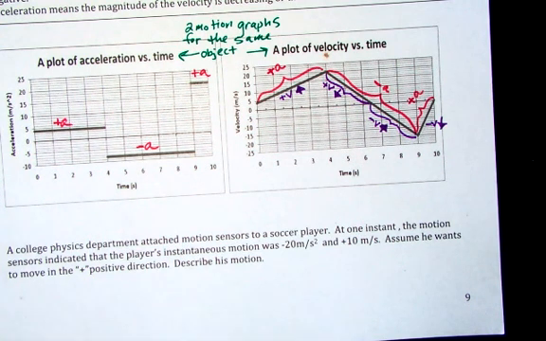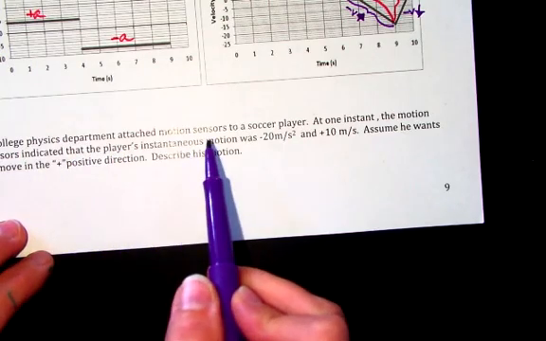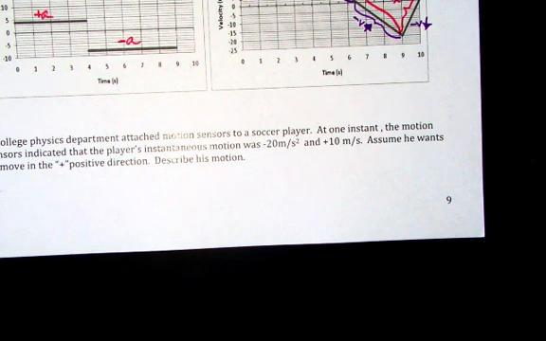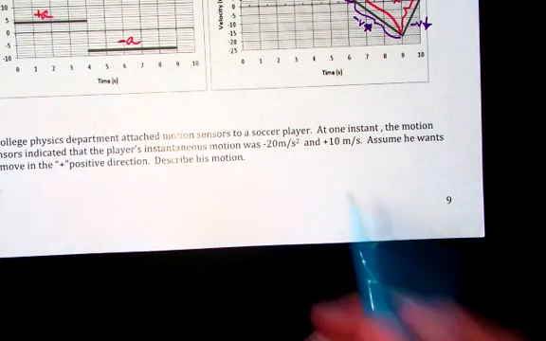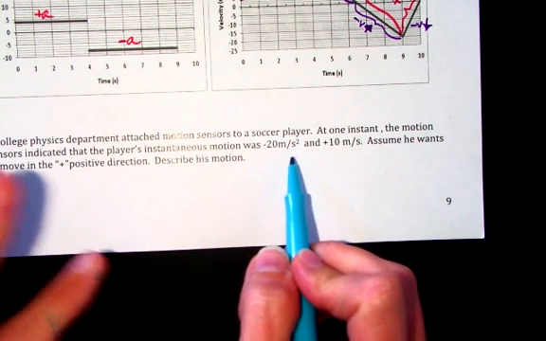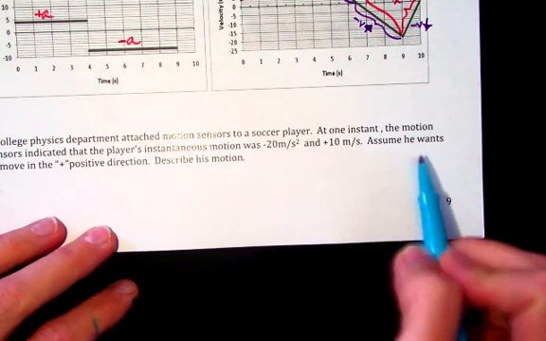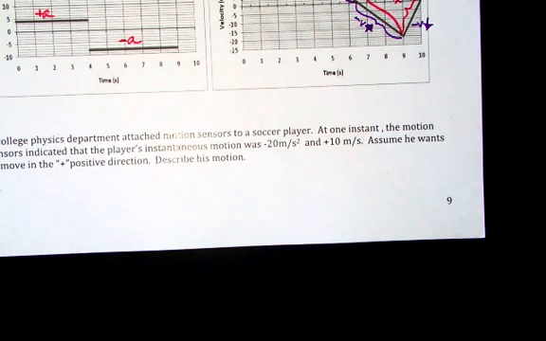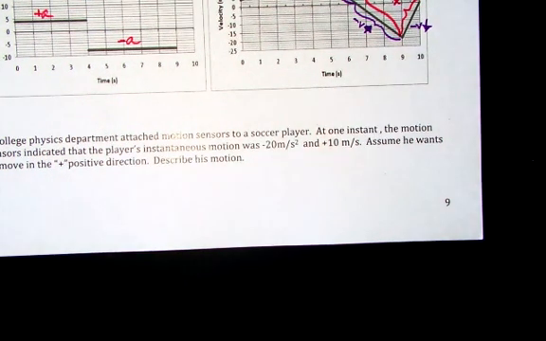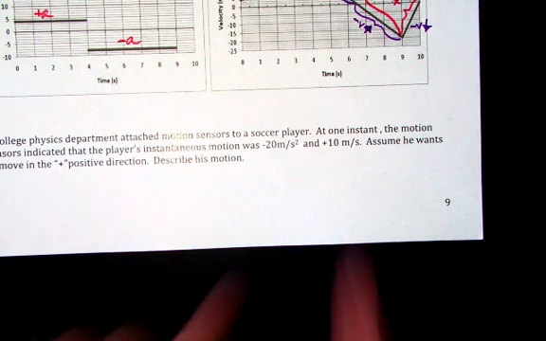So in practicality, if we are taking a look at this example down here, we have a college physics department that attaches a motion sensor to a soccer player. At one instant, the motion sensor indicates that the player's instantaneous velocity was 20 meters per second, acceleration was negative 20 meters per second squared, and position was positive 10 meters. So assuming that he wants to move in the positive direction, we want to describe his motion. Okay, so with that said, right now at the snapshot, is he moving in a positive or negative direction? Right now in that snapshot. So this is the information we know.